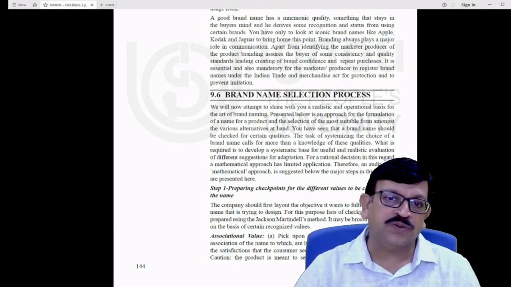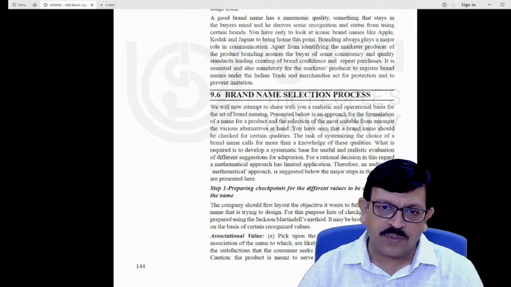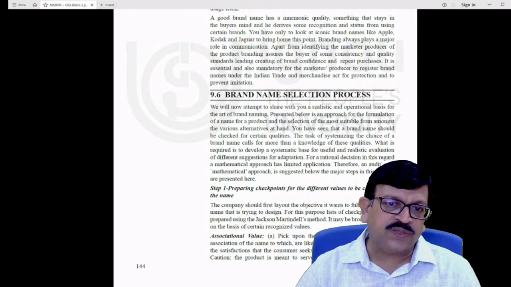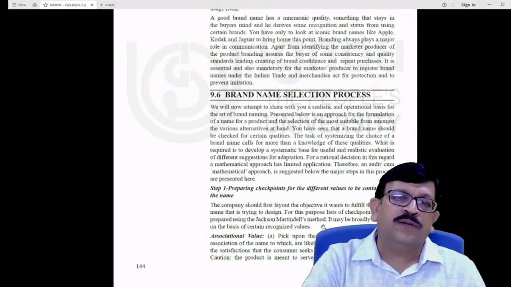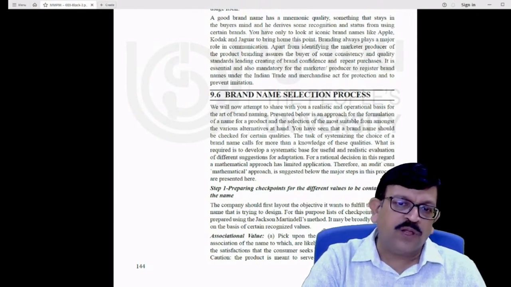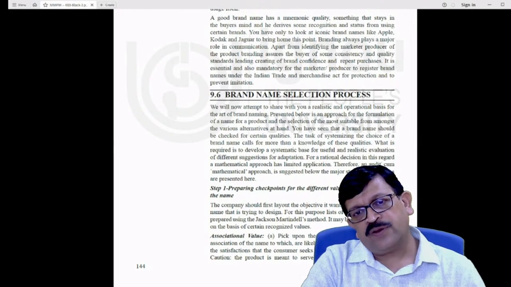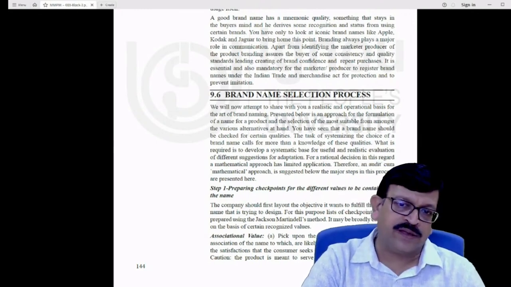It's not so simple to come up with a name. It's not just picking up any name and giving it to the product that it represents. Many things are advocated in terms of certain values. So here is one such thing. We try to prepare checkpoints for different values that can be contained in a name.